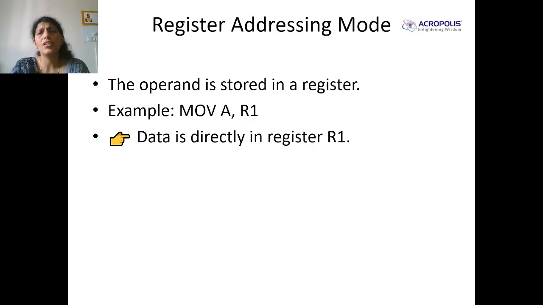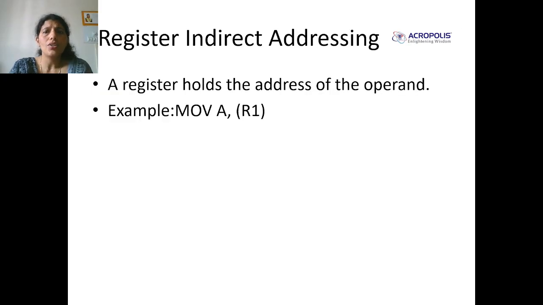Next is the register addressing mode. The operand is stored in a register. Example, MOV A, R1. Here our data is stored in a register and we are moving that register's data to our current register A. Register indirect addressing means our register is holding the address of the operand. Here R1 stores the address where our data is actually stored. It means we follow 2 steps.